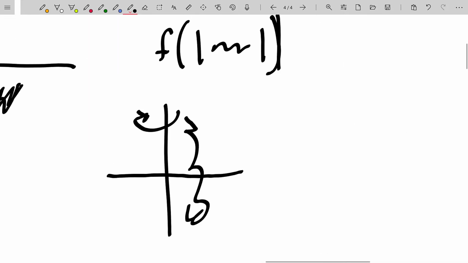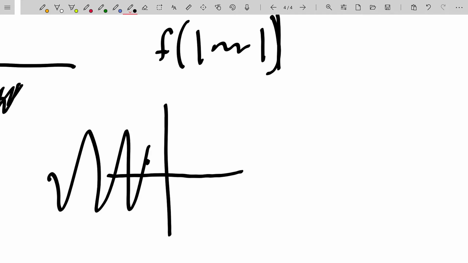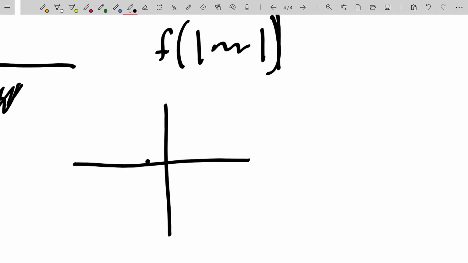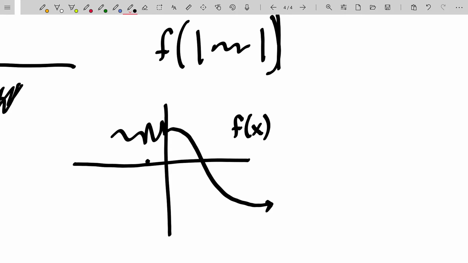In f of absolute value case, you pretty much ignore any of your graph that you would have done over in these quadrants right here. You completely ignore those and you just do a carbon copy of whatever you had in these quadrants. So for an example, if when x is positive, your graph looks like this, maybe on the other side it looks weird. Let's pretend that f of x on the other side looks like this.